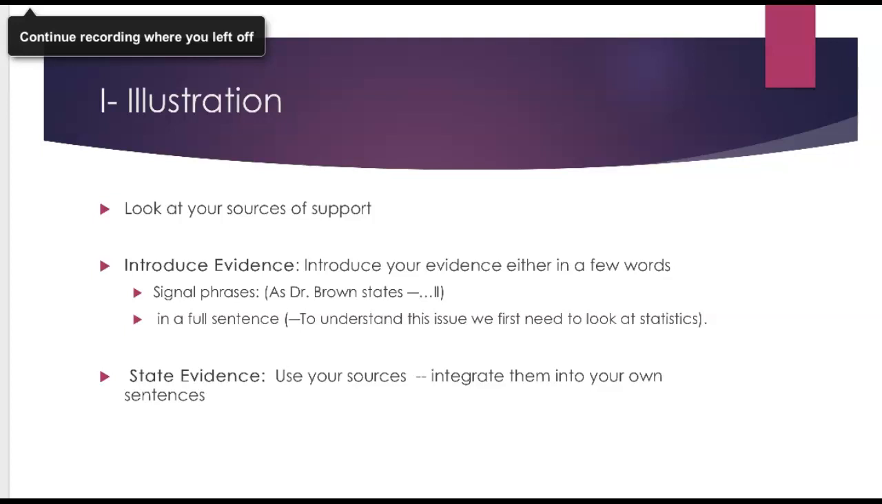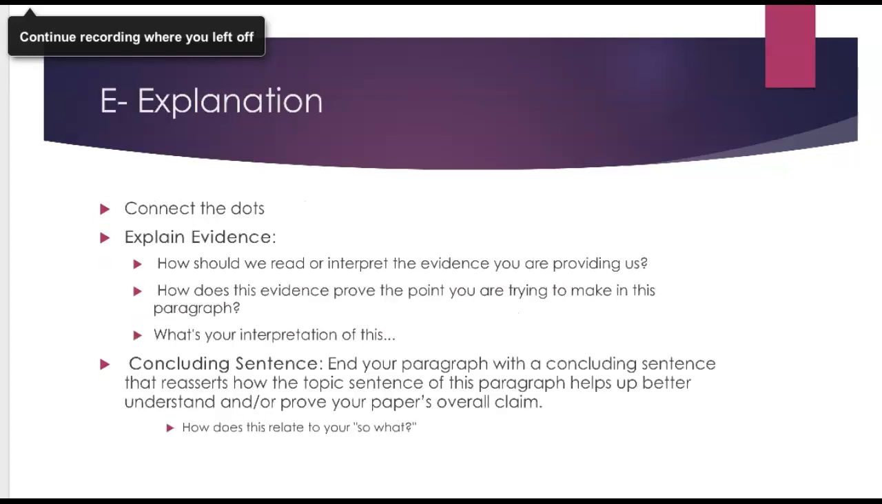After you state and provide your illustration or your evidence, then you have your explanation where you explain your evidence. How should we read or interpret the evidence that you're providing us? How does this evidence prove the point that you're trying to make in the paragraph? What's your interpretation of this? So don't just bump quotes and provide all of this information. Tell me how I should read it. Tell me how I should interpret it, or how you've interpreted it, so that it makes your point make sense.